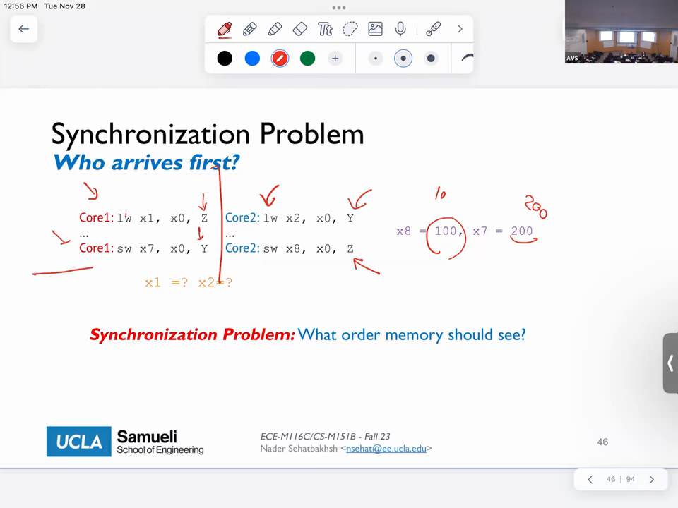At the end of running this application, what do you think would be the value of X1 and X2? Any suggestions? X1 is the value that is loaded from Z, and X2 is the value that is loaded from Y. But these two values are also updated by some stores. What do you think are the meaningful, or possible, values for X1 and X2?